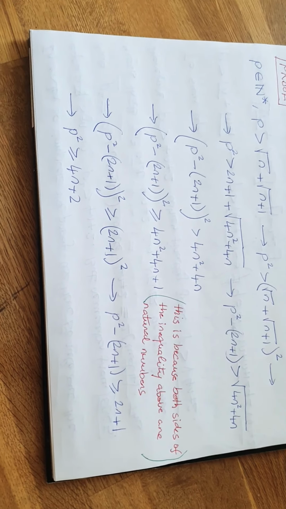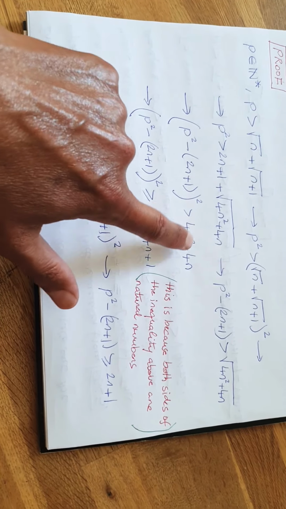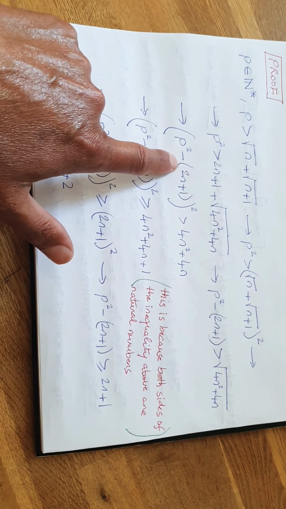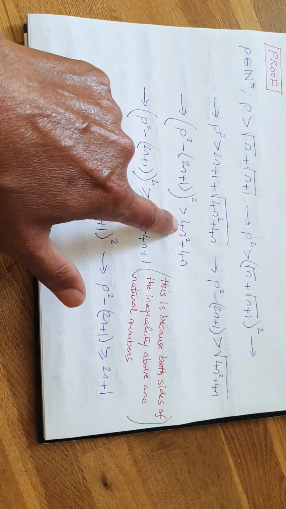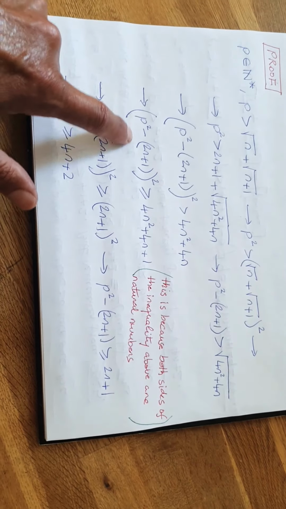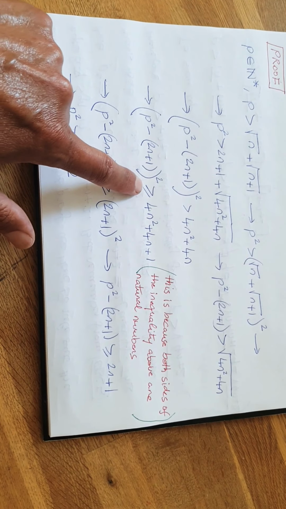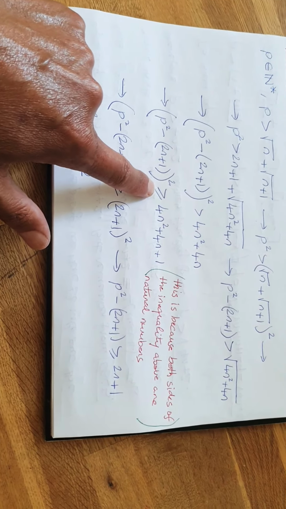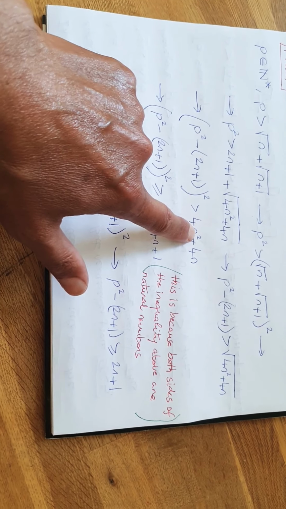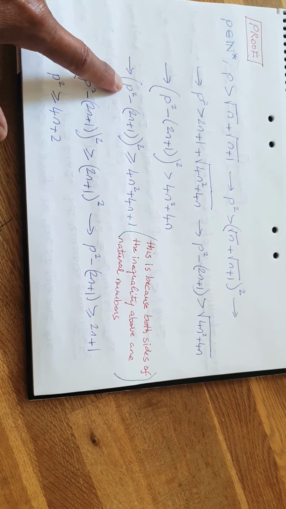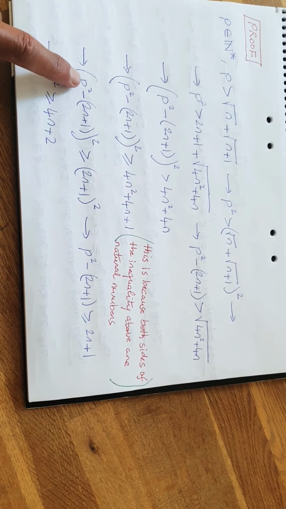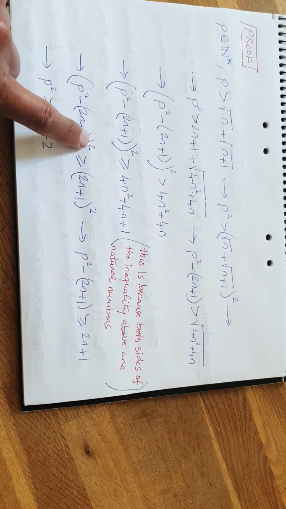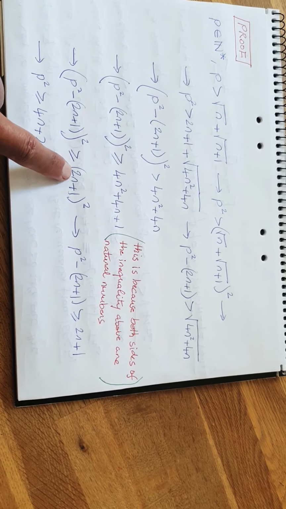Now notice that both sides of the inequality are natural numbers, which means that if this one is strictly greater than this natural number, then this one, the same one as above, is greater than or equal to 4n squared plus 4n plus 1, which is the next natural number after that one. Now, why do we do this? Well, you can see here that then p squared minus 2n plus 1 altogether squared will be greater than or equal to 2n plus 1 squared.